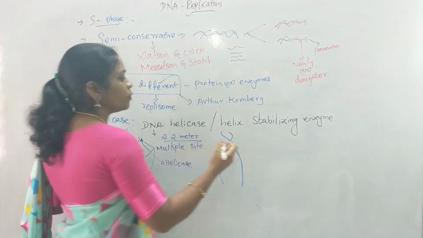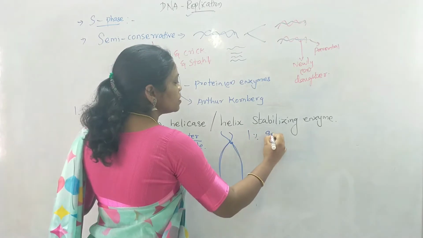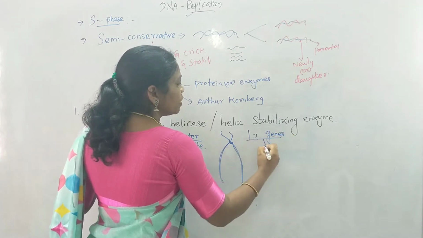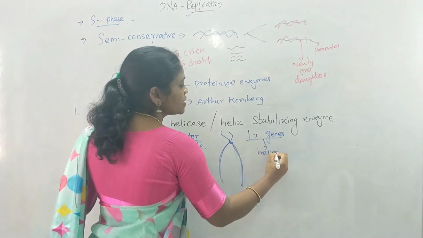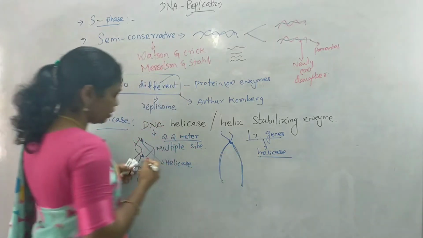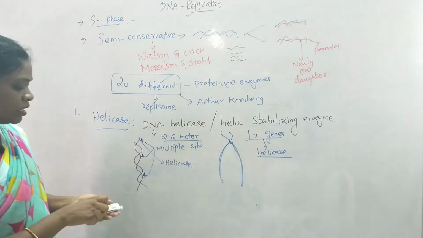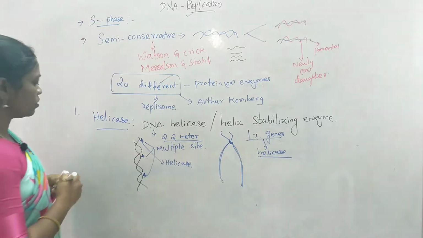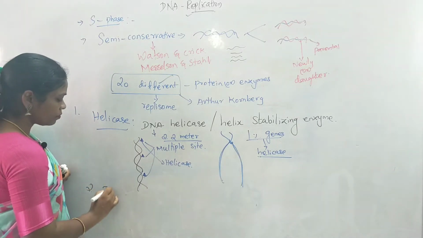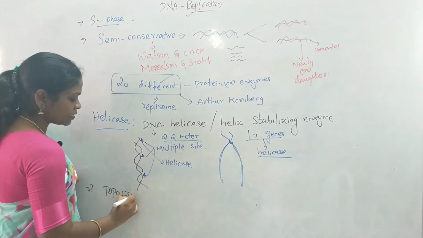And one more important piece of information: about 1% of genes in human beings code for the production of the helicase enzyme. The next enzyme we are going to learn about is topoisomerases.